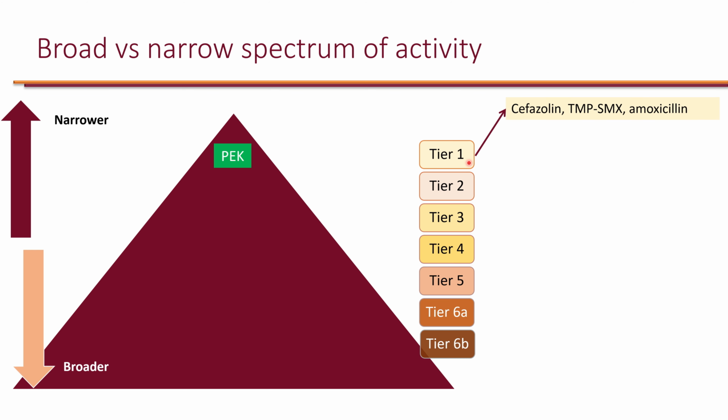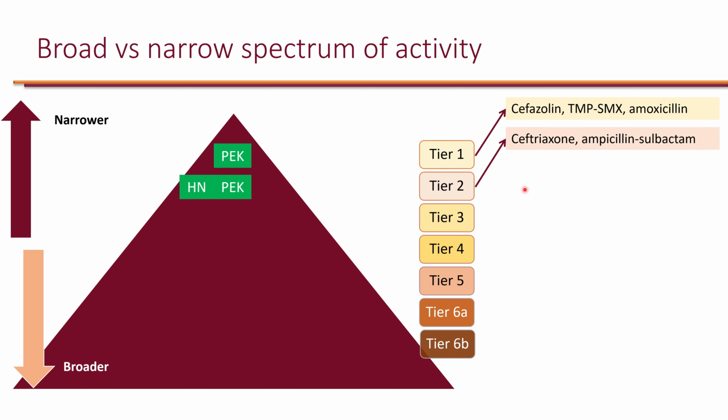So in tier 1, I would place cefazolin, which is a first generation cephalosporin, and trimsulfa and amoxicillin. That's because when it comes to gram-negative spectrum of activity, these agents have limited activity, limited to Proteus, E. coli, and Klebsiella species. Now, these organisms can still develop resistance to this, but in general, the activity of these agents is limited to wild type P, E, and K.